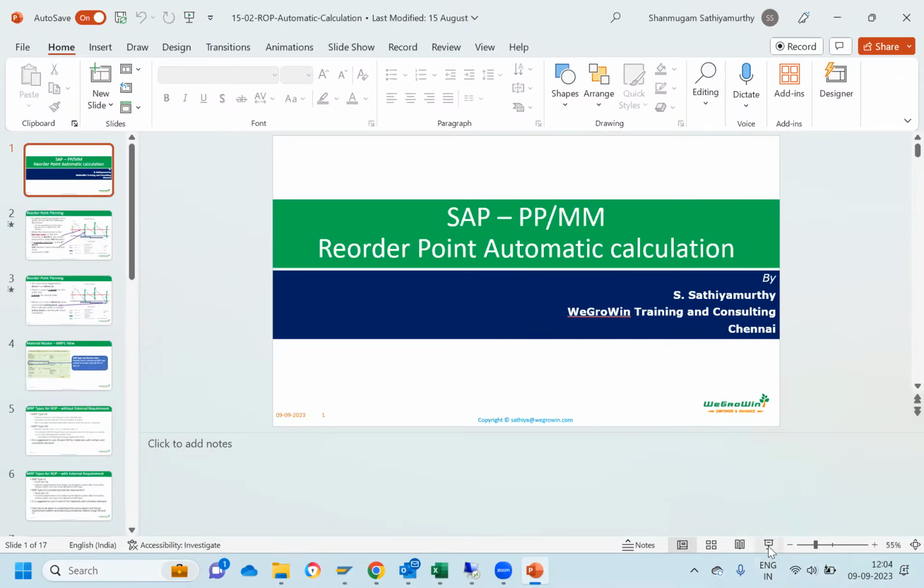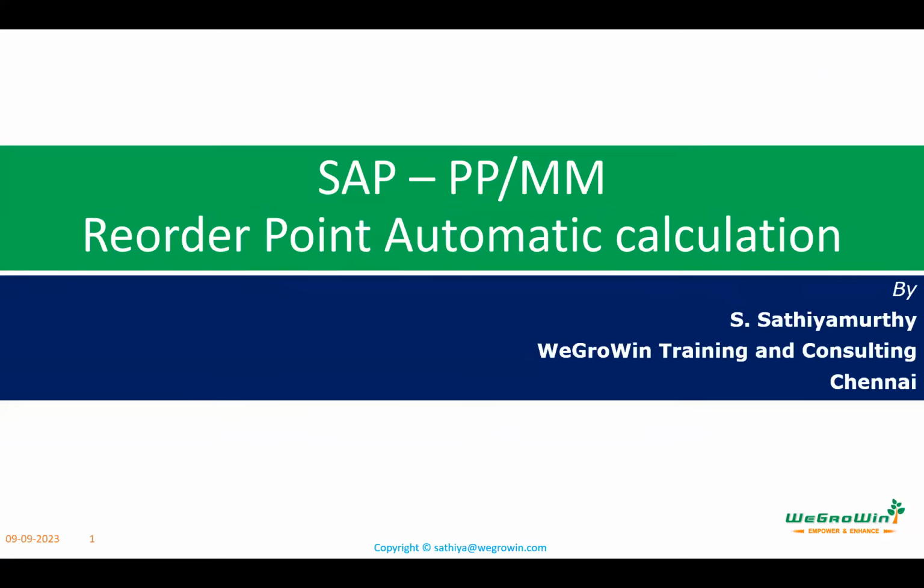Reorder point automatic calculation. So now what is happening in reorder point? We calculate and manually enter the reorder point.